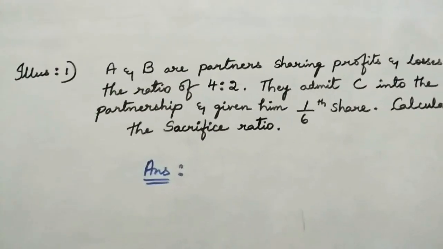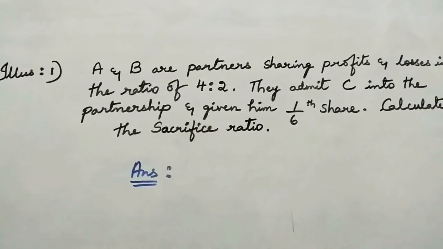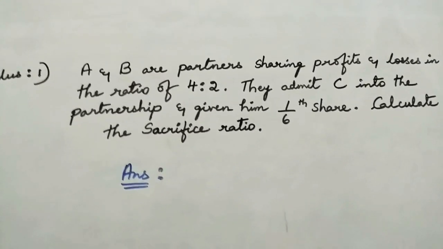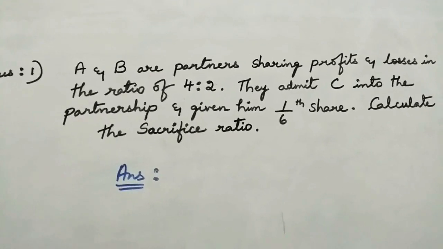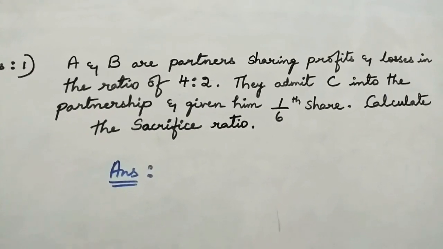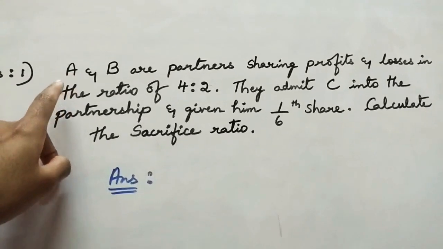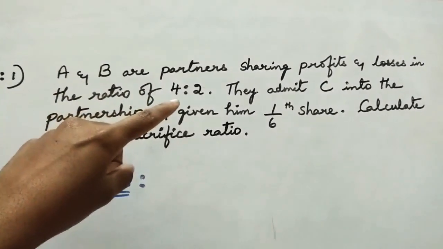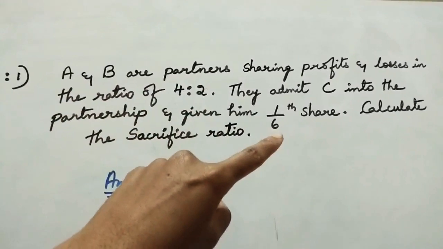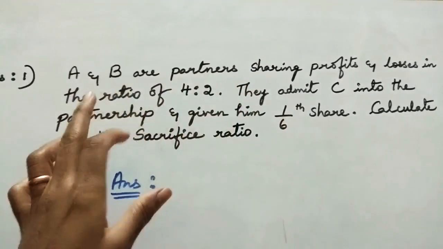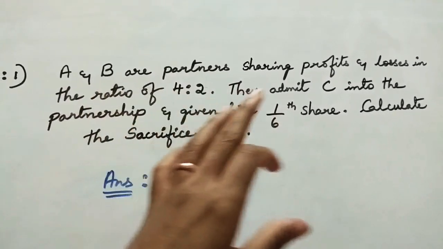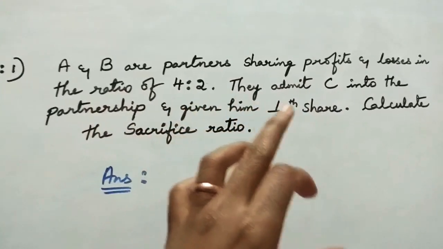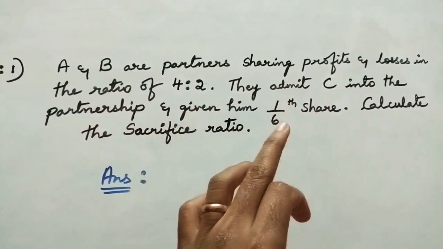Now coming to the next question, illustration 1. This is a different case, but I don't want to write the heading and confuse you people. Just by observing the question, we can make the difference. In this case, they would have given you only the old ratio and the share of the new partner. Just observe the question. A and B are partners sharing profit and losses in the ratio of 4:2. They admit C into the partnership and give him 1/6 share.